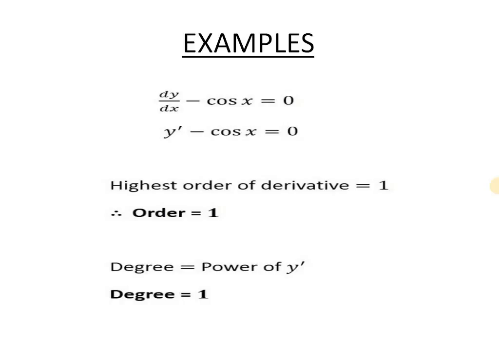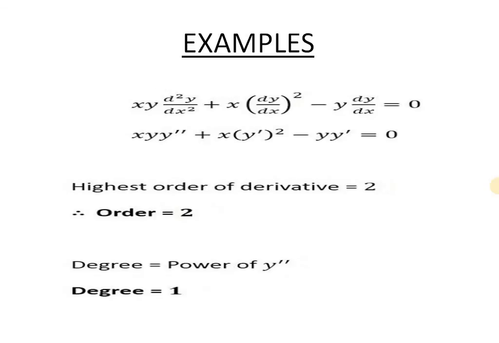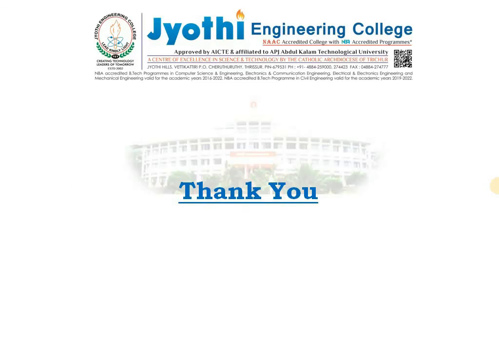Next example, xy d²y/dx² + x (dy/dx)² - y dy/dx = 0. So the highest derivative occurring is d²y/dx², so the order of the differential equation is 2. Then what about the degree? The highest derivative's power, d²y/dx² here is raised to 1. So the degree of the differential equation is 1.